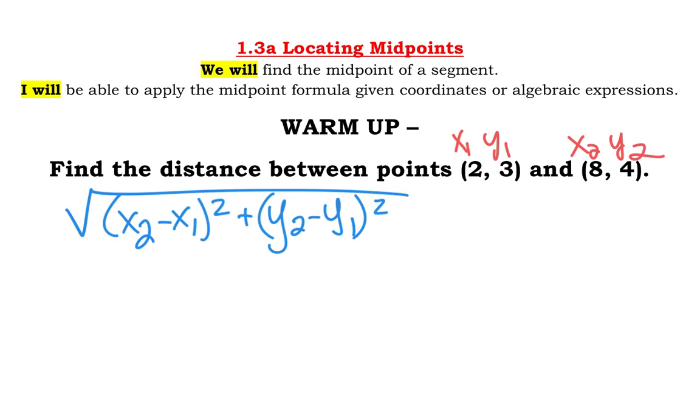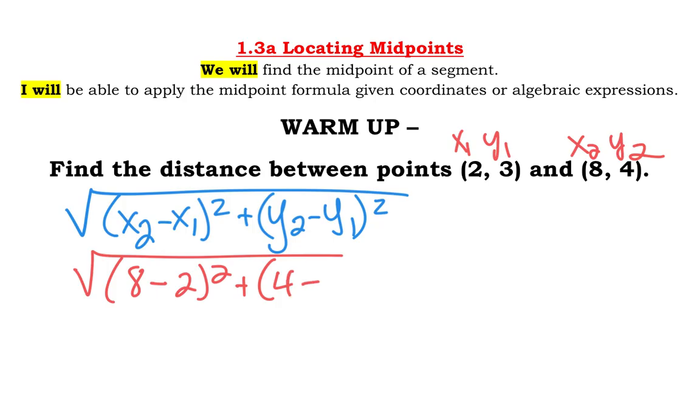All right, so we're going to have the square root of 8 minus, what's our x1? 2. 2 squared, plus, what's our y2? 4 minus 3 squared. Good. What is 8 minus 2? 6. So we have 6 squared plus 1 squared.